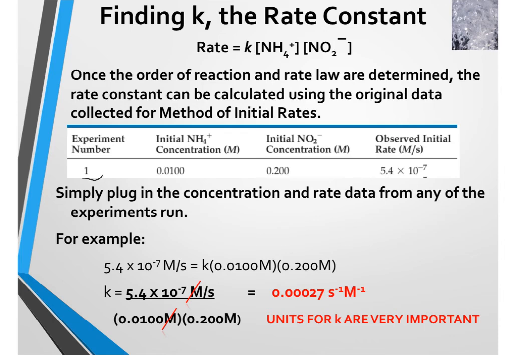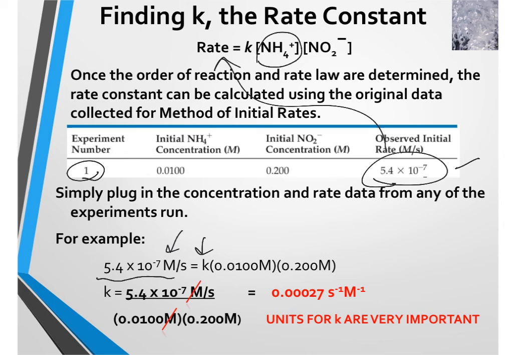Alrighty, so you go to any of the experiments in that table of data. I usually just go to the first one because it's easy, but you'll get the right answer with any of them. And you plug in the information to your rate law. So what is the rate for experiment 1? It's 5.4 times 10 to the minus 7. Remember the units for rate, molarity per second, equals k, which is what we're solving for. The concentration of NH4 for experiment 1 is 0.01. Concentration of nitrite ion is 0.2. Plug all that in, rearrange it, and solve for k.